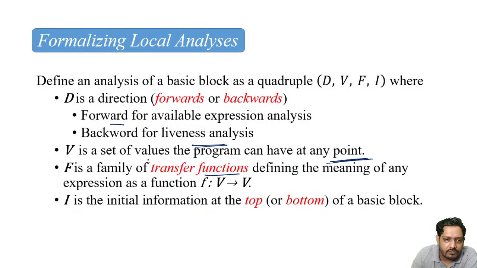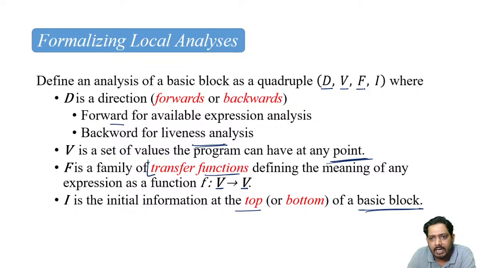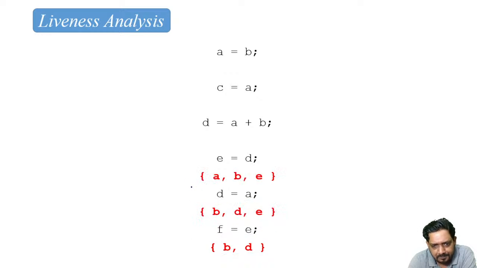F is a family of transfer functions that will change the variables. I is the initial information, top or bottom of the block. So this local analysis, we are formalizing it, and it will be expressed by DVFI. What is D? The direction. V is the set of variables. F is a function that will transform the set of variables, and I is the initial value that we are assuming, either at the top, empty for available expression, or bottom as we assumed B and D in this particular case. Okay.